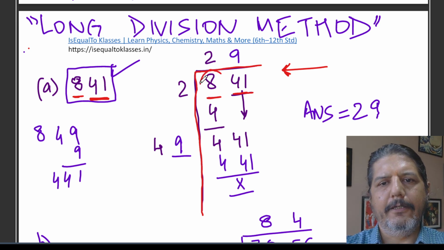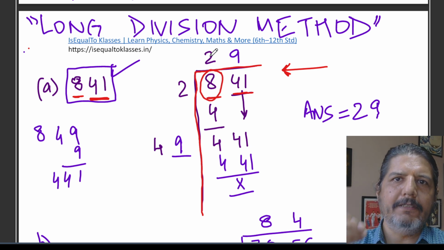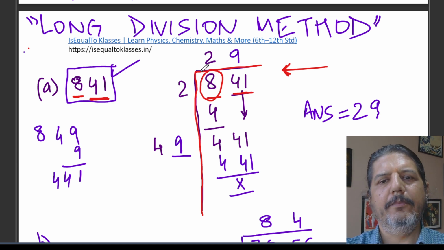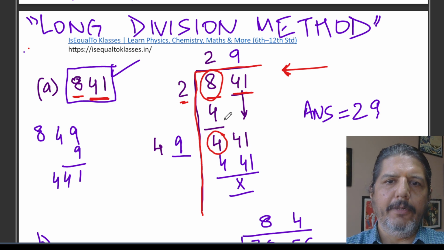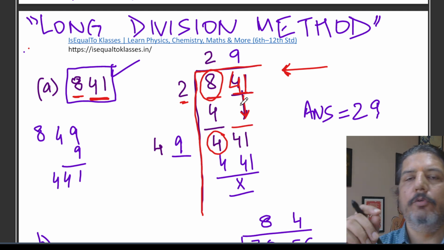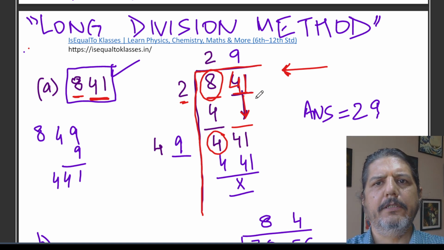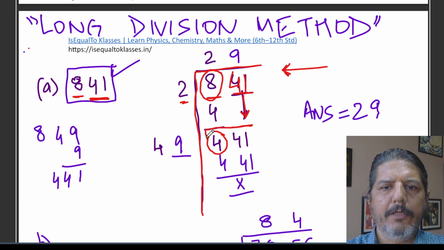So the first number is 8. Now I have to pick a number such that the square is less than or equal to 8. Because 3 threes are 9, I can't exceed this number. So the best number is 2. 2 twos are 4, and the remainder is 4. This pair of 41 that I had made, the whole pair comes down. It is not like in a simple division where only one digit comes down. Here in the long division method of finding the square root, the whole pair comes down. So now the number I am left with is 441.